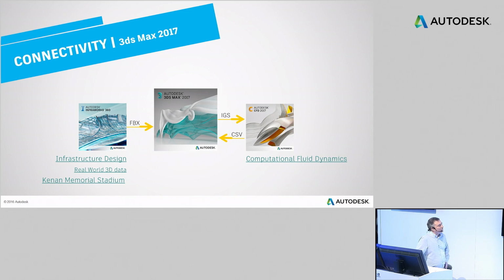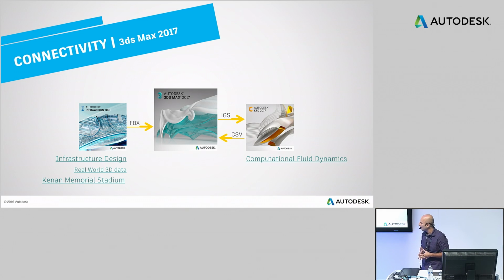So we are going to have a stadium. We have chosen the Keenan Memorial Stadium in North Carolina. We want to surround it with an urban area from real-world 3D data. We're going to bring some data from InfraWorks using an FBX connection, and then we are going to add some experience of wind simulation. Has anyone ever done this?